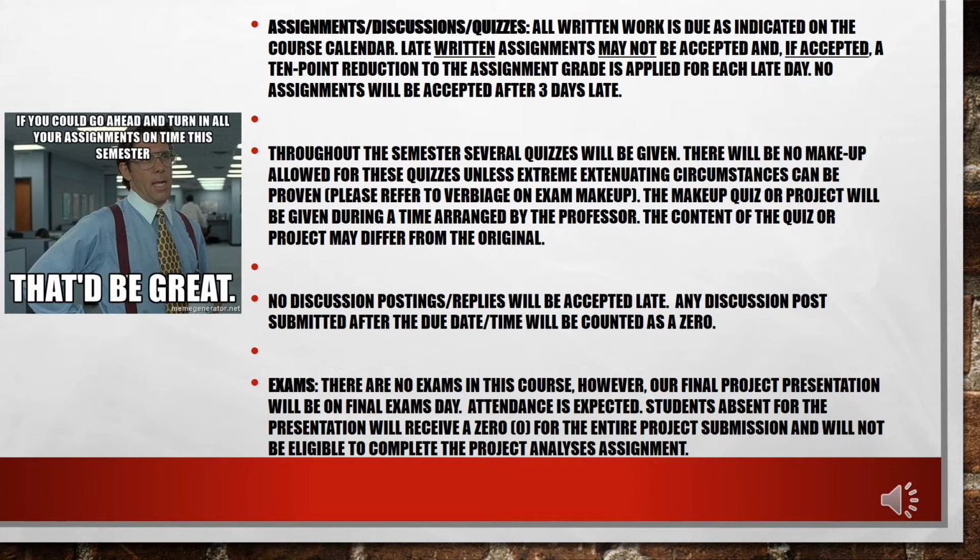As far as discussions, you'll also see that those are due each week. Absolutely no leniency when it comes to discussions being turned in. They have a due date and time. For example, the initial posts are due by Wednesday night at midnight. Replies are due by Friday. Anything posted after midnight on Wednesday night, even at 12:01, will be considered late and will not be graded. Replies are the same way. Friday night by midnight, anything at 12:01 will not be graded.